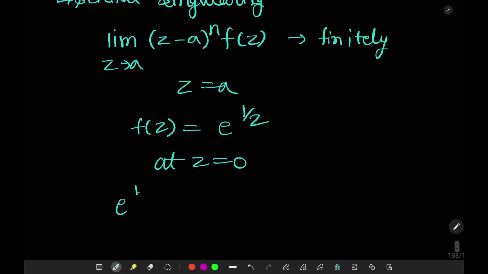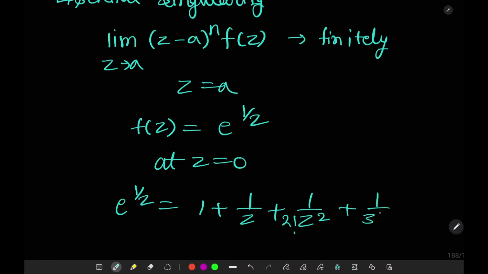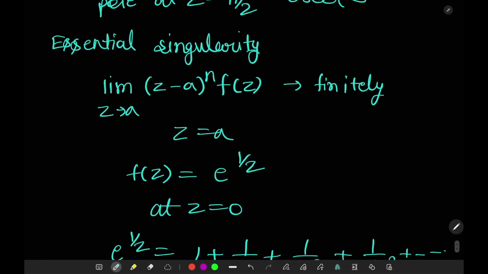If we expand e to the power 1 by z, you can see here there are an infinite number of inverse terms. So this is also an identification for essential singularity.